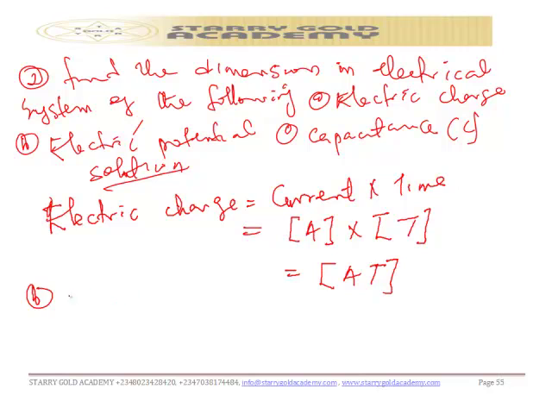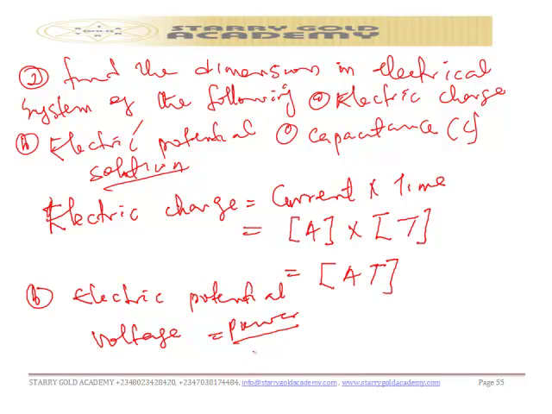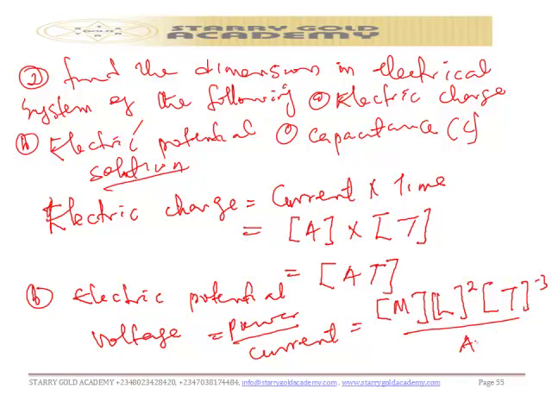Now for B, we have electric potential, which is what? Voltage is given as power over current. So our power now, if you look at the dimension of power, we have ML²T⁻³ all over A.